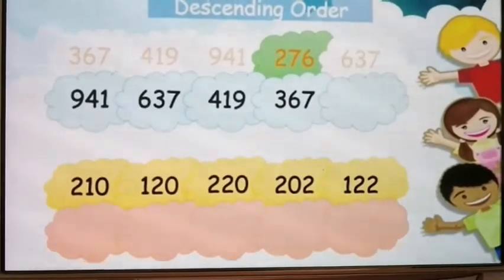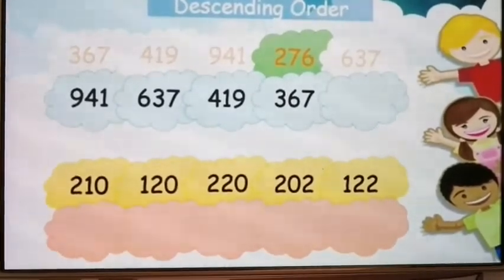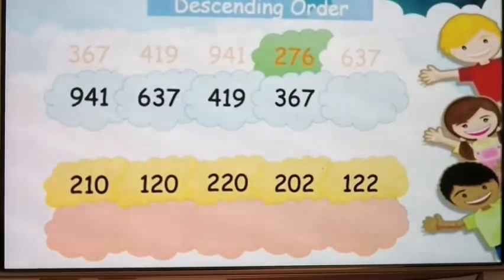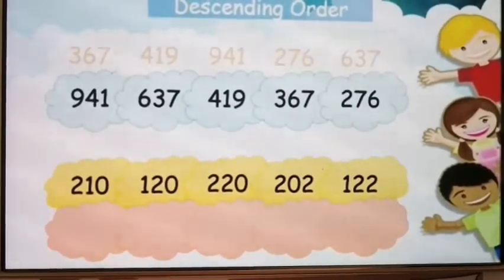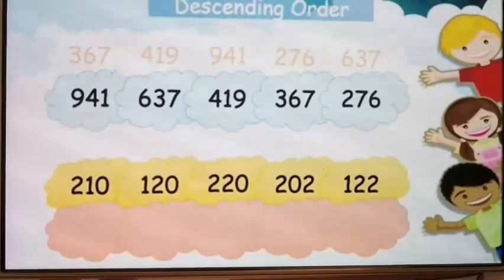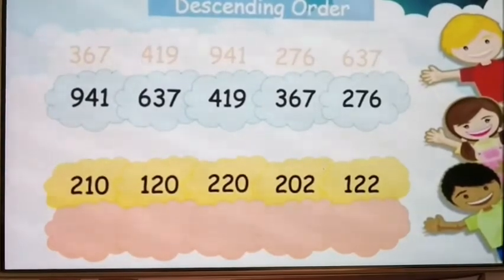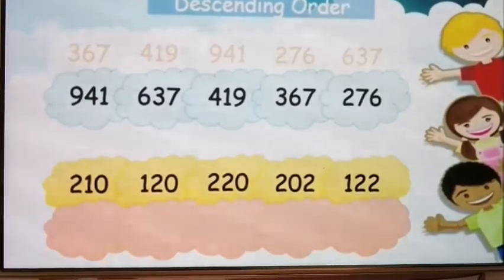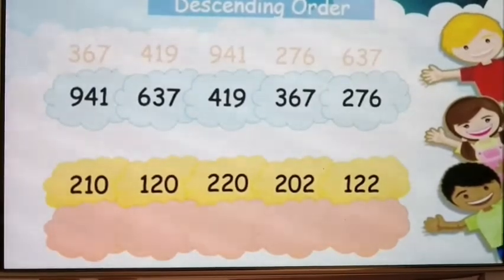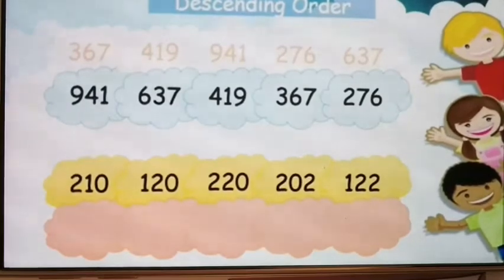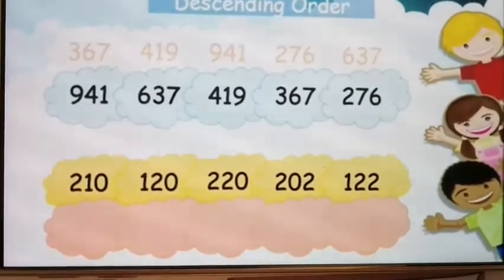At last we have left the smallest number, that is 276. Let us write it last. Now we have arranged the numbers in descending order, as 941 is the greatest value here and 276 is the smallest value. Now you will do one more example.